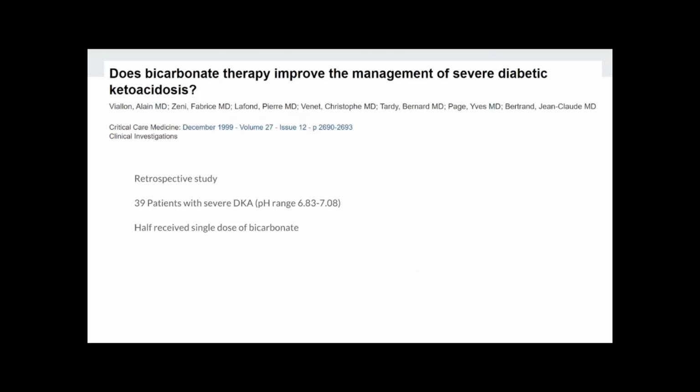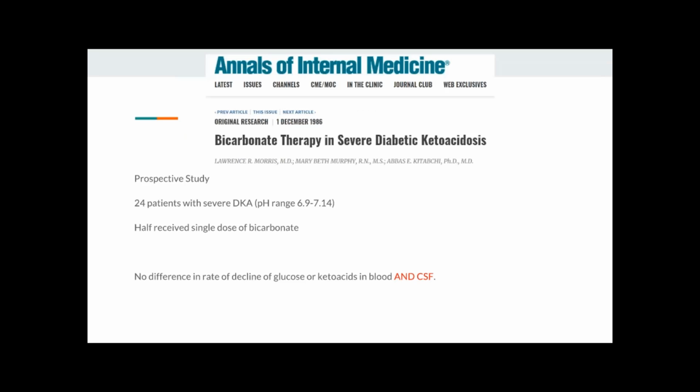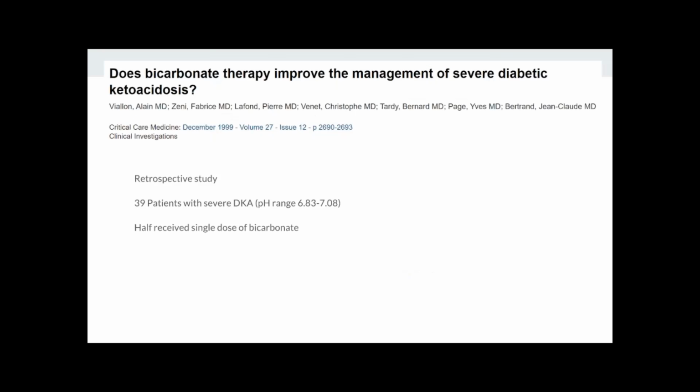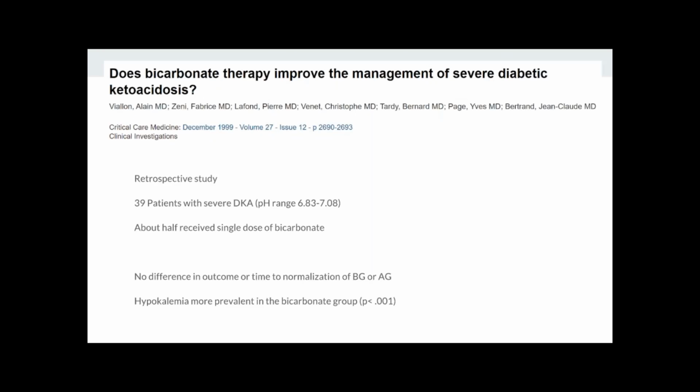Another study, also pretty old, retrospective, really small. Again, the other point I wanted to make is the pH ranges they were using, so pretty severe, but not crazy severe. And same for this one. Again, half got bicarb, and there's really no difference. They show that if the patients got bicarb, there was some increase in hypokalemia, right? Which makes sense. Bicarb pushes potassium into the cells.